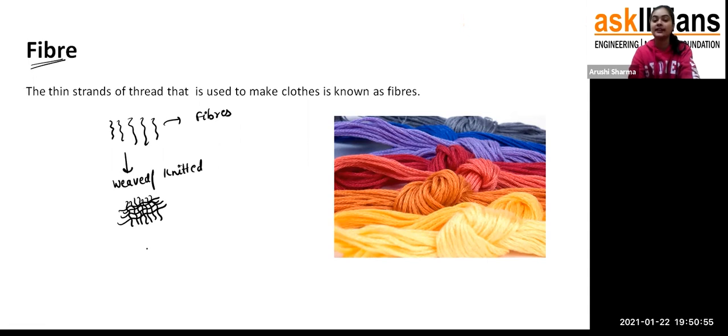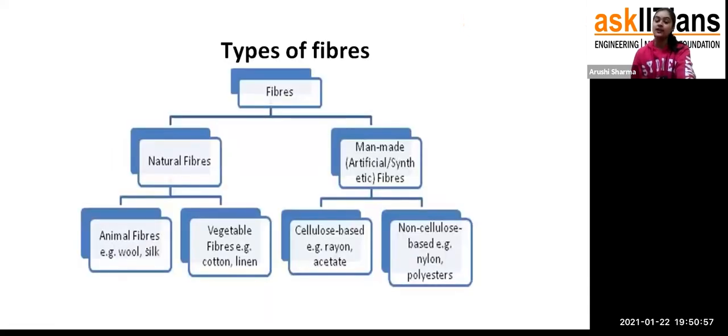Okay, now moving ahead. A very important part has come, what are the types of fibers. So my dear students, as you can see, one type of fiber is natural fiber and the other is man-made, or you can say artificial or synthetic fiber. If someone asks you the other names of man-made fibers, you can say artificial fibers or synthetic fibers. Now you will ask me, ma'am, what's the basic difference between these two?